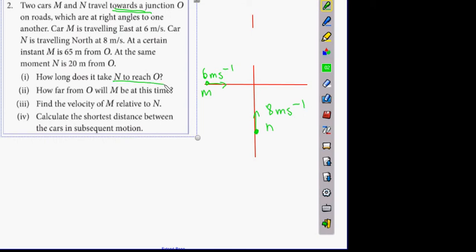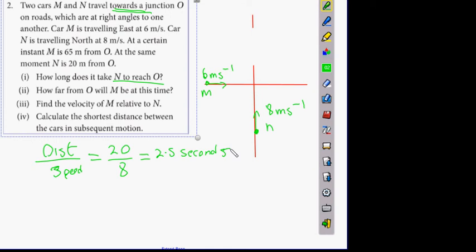Now what we know next is how long does it take N to reach O? It's basically a distance over speed question. So what's distance? Distance is 20, and speed is 8. So 20 divided by 8 is 2.5 seconds. Happy enough with that? 2.5 seconds?